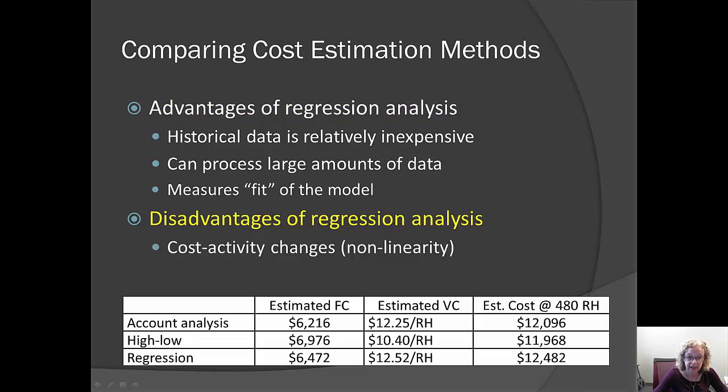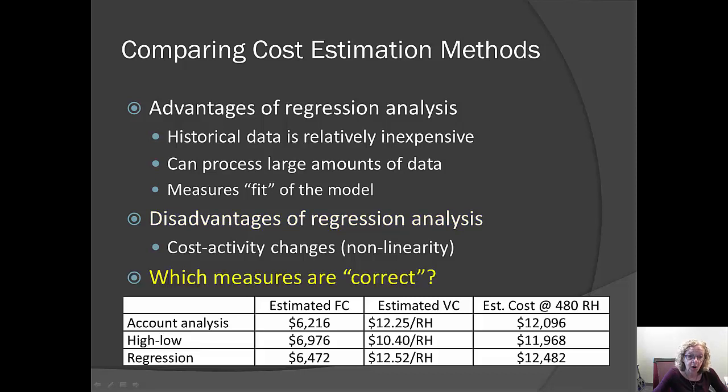It does have disadvantages. One disadvantage that we already discussed is the possibility that our data is non-linear. In that case, the straight line that regression analysis gives us will not be useful to predict our outcome variable at all levels of our predictor variable.